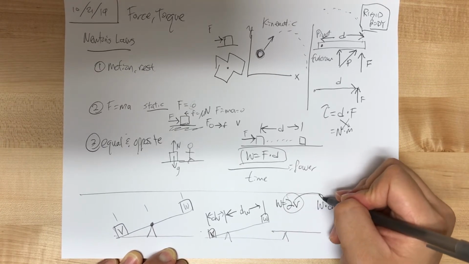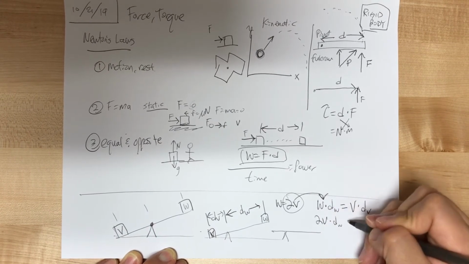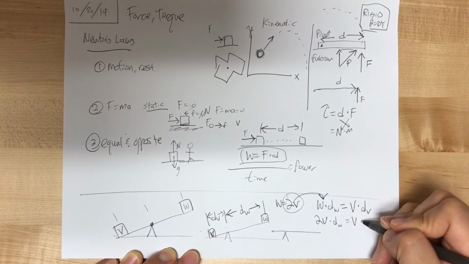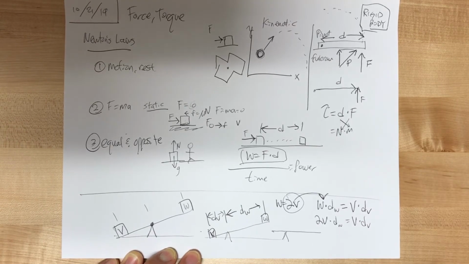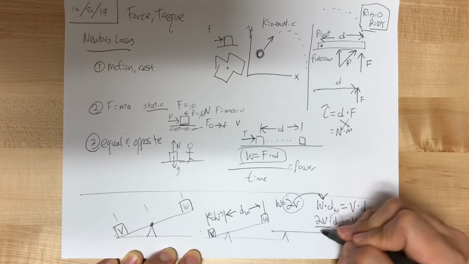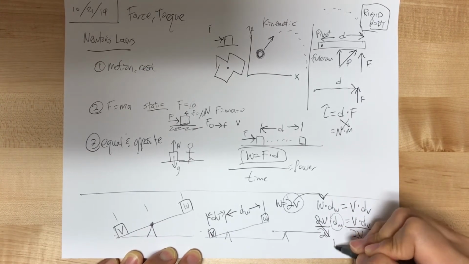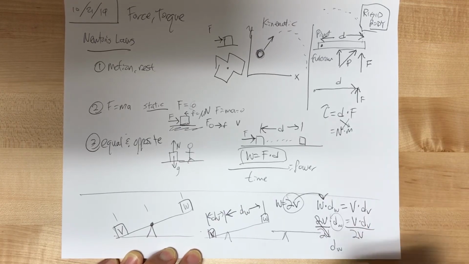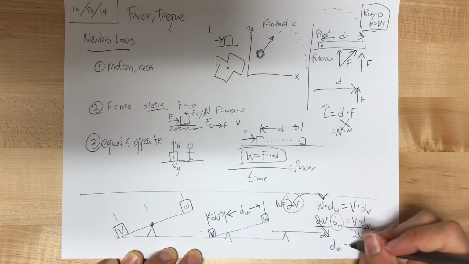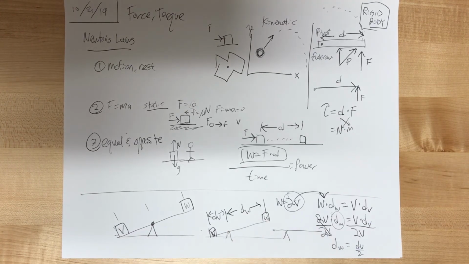All right, here's where we do a little bit of math. 2V times D sub W equals V times D sub V. So if we want to know what this distance is in relationship, we can divide by 2V, and we know that the distance between the fulcrum and the weight must be half of the distance between this and this. And that's just something we know intuitively. And this is an example of torque.